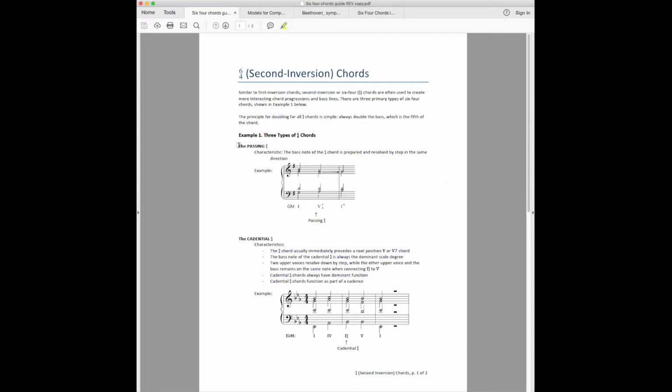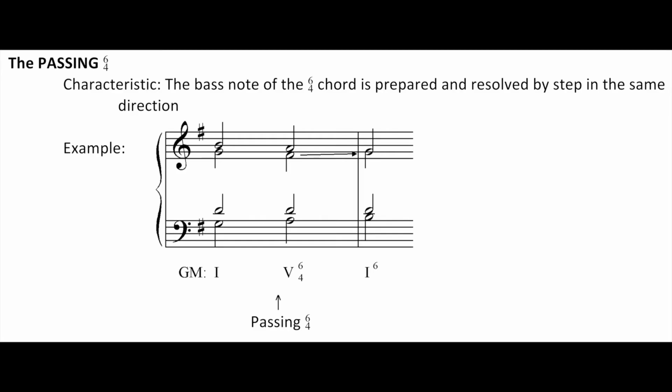The first I want to teach you about is the passing 6/4. This chord arises when we have a chord in second inversion that occurs in a moving stepwise bass line. The example I give you here in the 6/4 chords guide is in G major, and the 6/4 chord is happening on the A in the bass, and you can see stepwise motion where the A connects G from the first chord to B in the third. This is what the example sounds like.